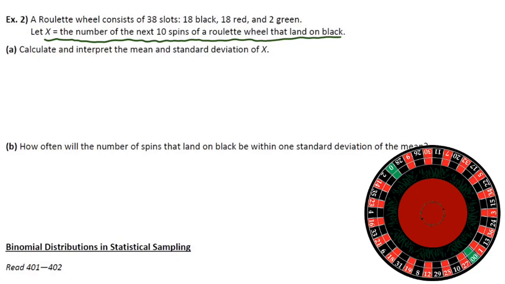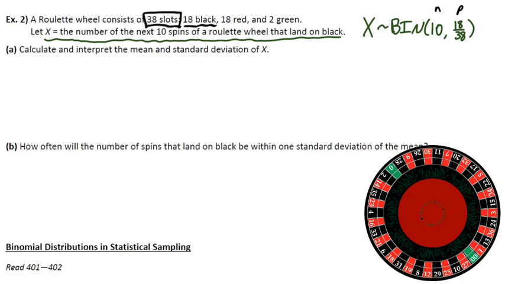So let's start with the mean and standard deviation of X. If you spin the wheel 10 times, on average, how many times will it land on black? And what's the standard deviation of how many times it will land on black? So for starters, X is a binomial random variable. We know that. The number of trials in this case would be 10 trials. And then the probability of a success, getting a black, would be, well, there's 18 black slots out of 38 total slots. So p would be 18 over 38. And I'm just going to leave it that way. There's no need to simplify it or try to get a decimal at this point.